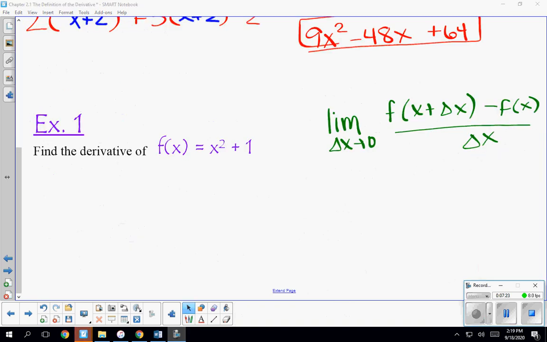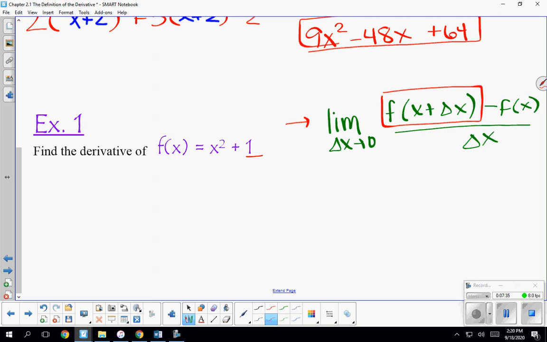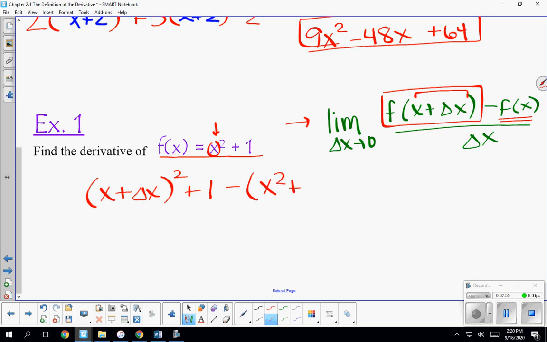So let's go ahead now and apply our knowledge to an example. So the problem says find the derivative. Well, when we do that, we have to use this definition. The first thing we need to find is f of x plus delta x. So this says take my function, and instead of x, we're going to replace it with x plus delta x. So here instead of x, we're going to have x plus delta x. It's going to be squared, and then we're going to add 1. The next part says now we're going to subtract the entire function. So we're going to subtract the entire original function, and it's all divided by delta x.